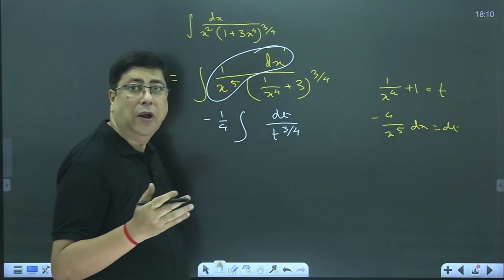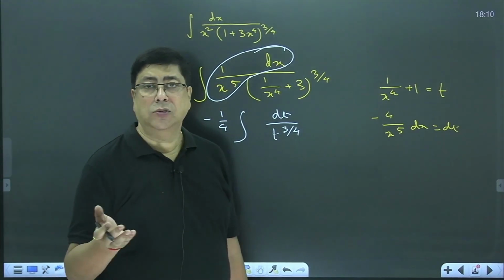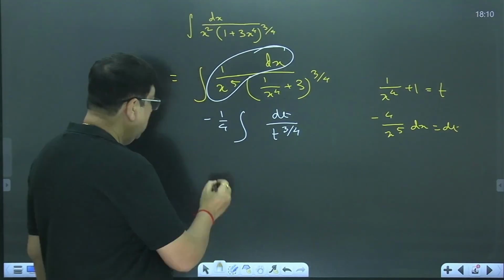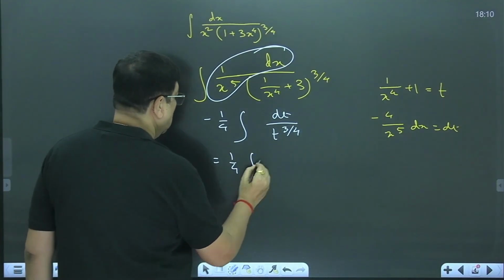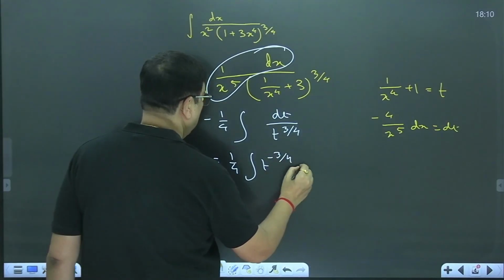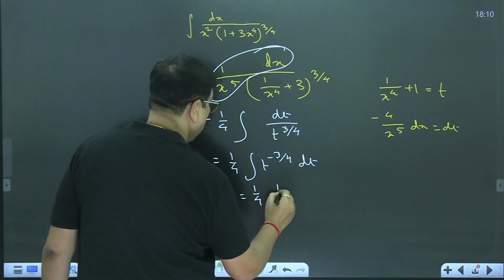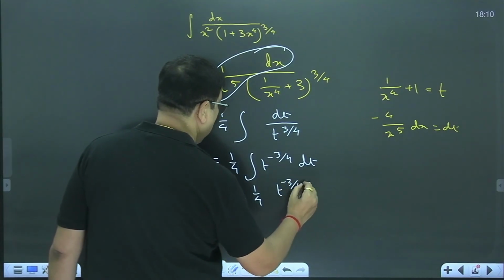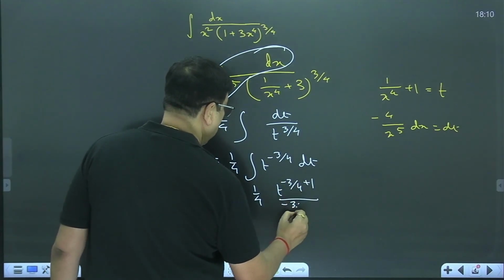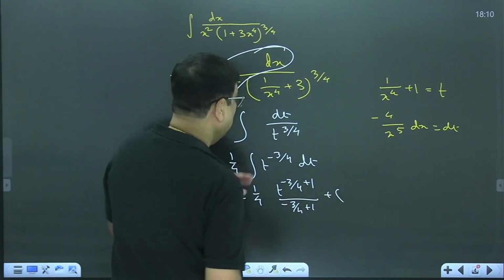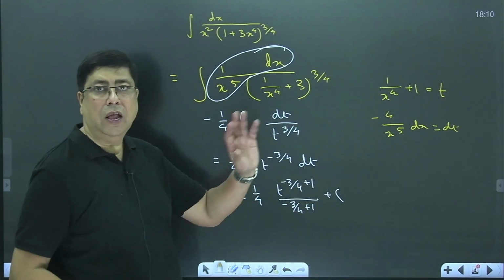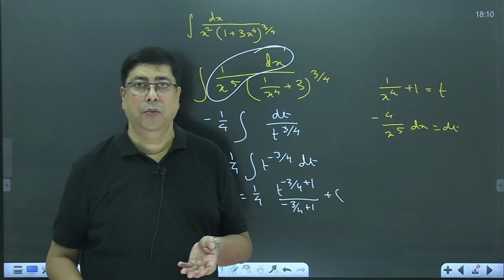So, the formula for x to the power n is x to the power n plus 1 by n plus 1. So, what will we do now? Just 1/4 t to the power minus 3 by 4 dt. Therefore, 1/4 times t to the power n plus 1 by n plus 1, that is minus 3 by 4 plus 1, plus c. Now, everybody just put the value of t and replace. That replacement you can do.